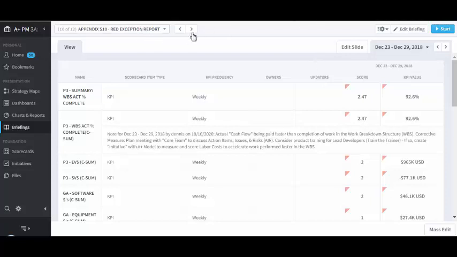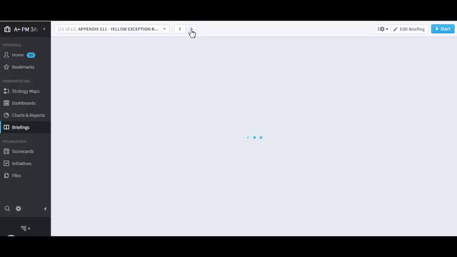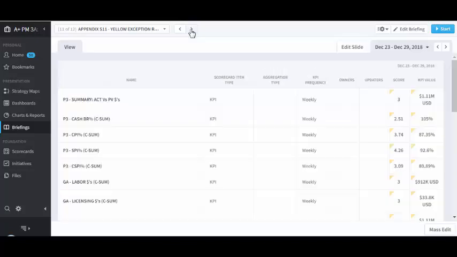Okay, so we're going to show you one more slide in the appendix, and that is the yellow exception report. Same premise: yellow is caution, red means you're underperforming, poor performance if it hits red. And what it's doing is going through the KPI metrics for Project 3, pulling everything that's yellow for your review.